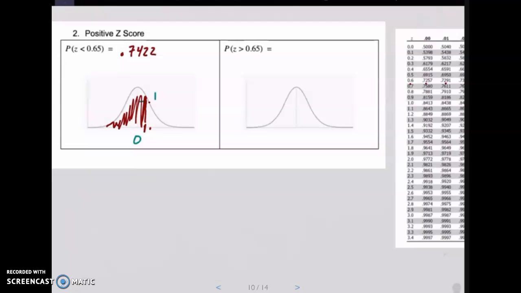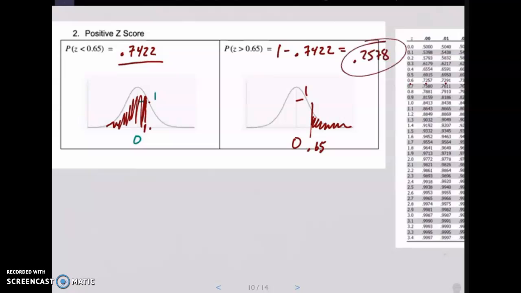And now I want to find the probability that z is greater than 0.65. So 0 is the mean, 1 is the standard deviation, greater than 0.65 is going to be going this way. So again, I can't use the table, but what I can do is I can find less than, which I already know, and do 1 minus that, 0.7422. That's 0.2578. Beautiful.